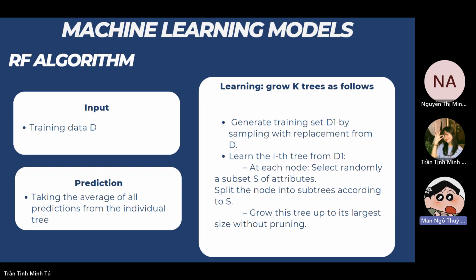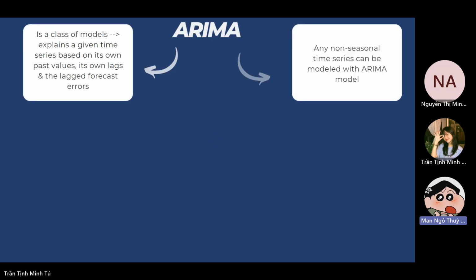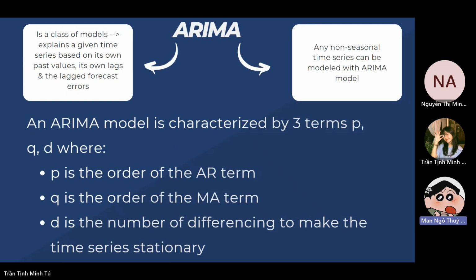The input is the training data. To learn, grow K trees as follows: generate training set D1 by sampling with replacement. The next step is to learn the i-th tree from D1. At its nodes, it will randomly select a subset S of attributes and split the node into subtrees according to S. After that, it will grow this tree up to its largest size without pruning. The final step is the prediction, taking the average of the predictions from the individual trees.